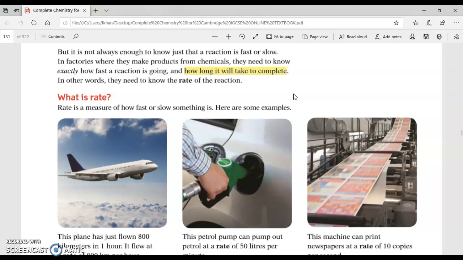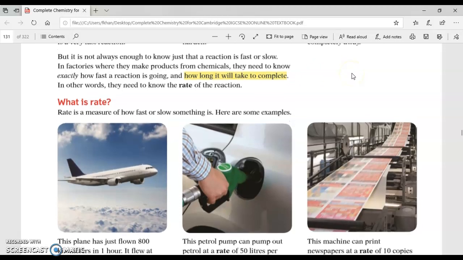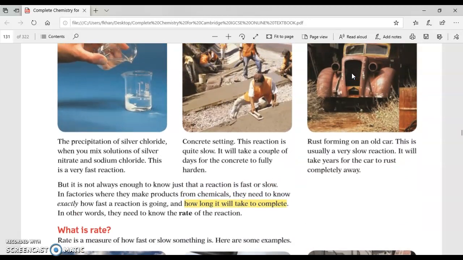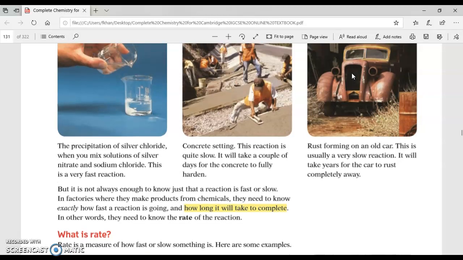Now, say for example, if we go back to our first example from the page, where we have a precipitation of silver chloride. You can see that one of the liquids is silver nitrate for all intents and purposes. Let's say silver nitrate's at the top, and that's being added as a colorless solution to sodium chloride. Now, as you add the silver nitrate, immediately you get a precipitation.